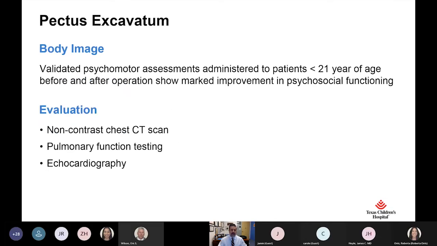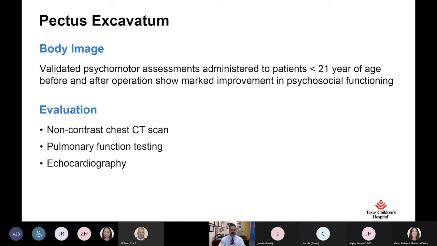Some of the best data we have is with body image. And these psychomotor assessments that many investigators have performed have shown huge improvements in body image and psychosocial functioning in these patients.